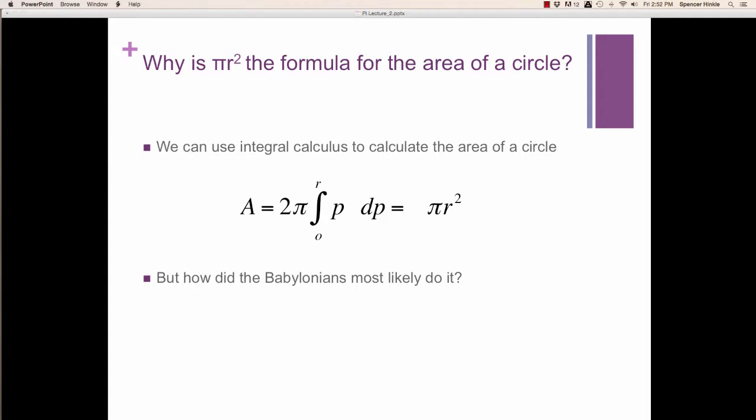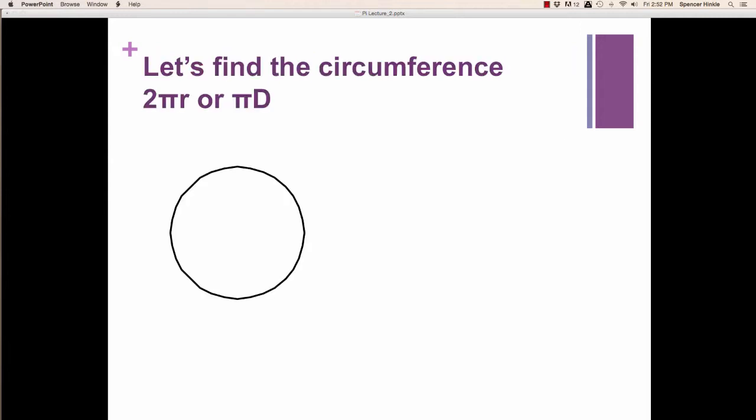Let's start by calculating the circumference of a circle with a diameter of 1. And let's not worry about the unit of measure. The diameter is just 1. It could be inches, feet, miles, doesn't matter. If the diameter is 1, then the radius is 1/2 that length, or 0.5. And we will use 3.1416 as the value of pi.